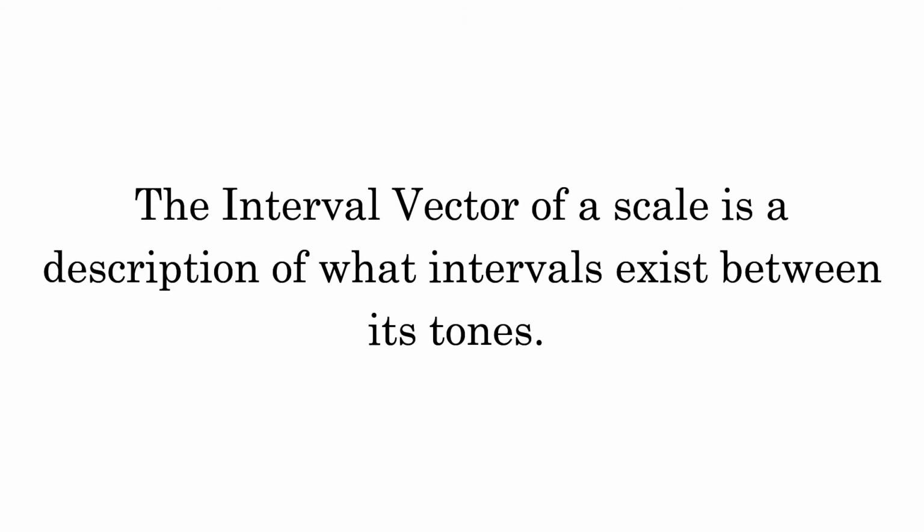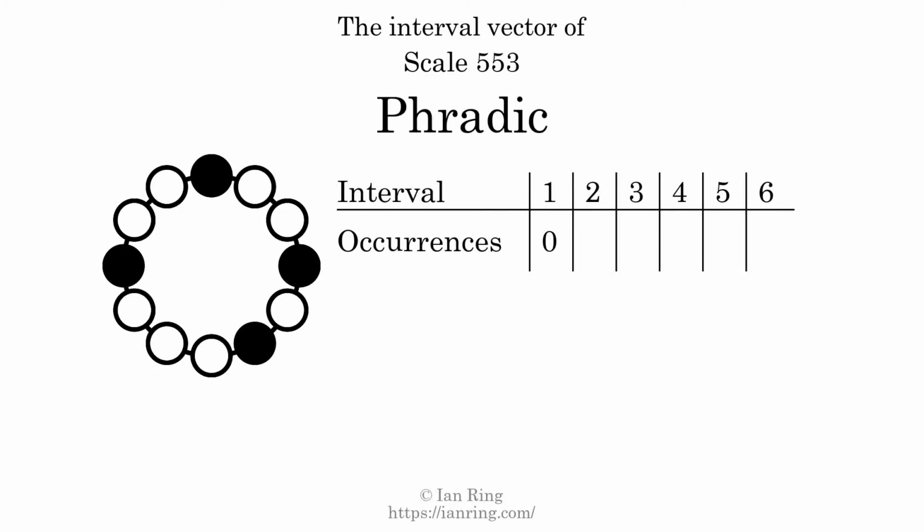The interval vector of a scale is a description of what intervals exist between its tones. There are no intervals with the size of 1 semitone. There is one interval with the size of 2 semitones. It is here. There are 2 intervals with the size of 3 semitones. They are here and here. There is one interval with the size of 4 semitones.